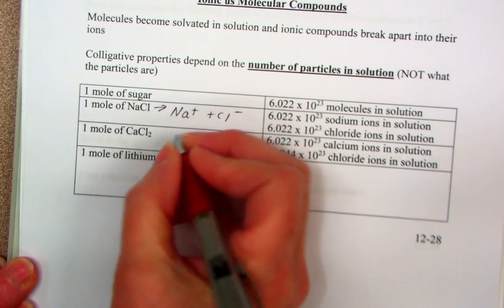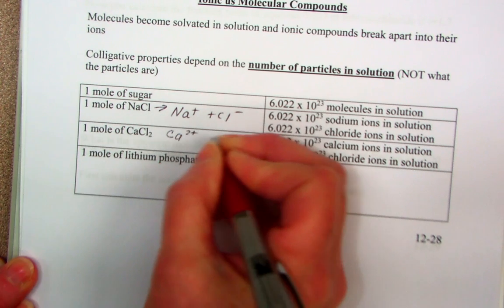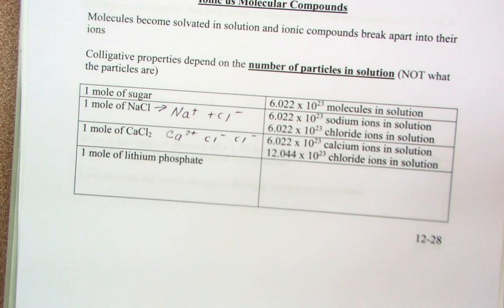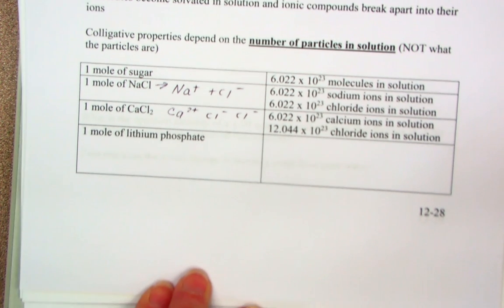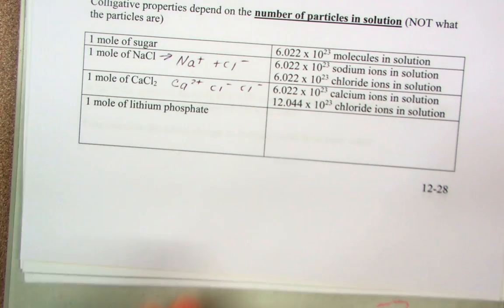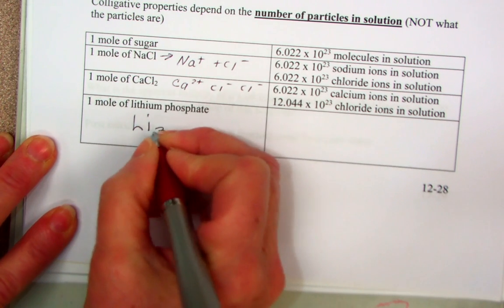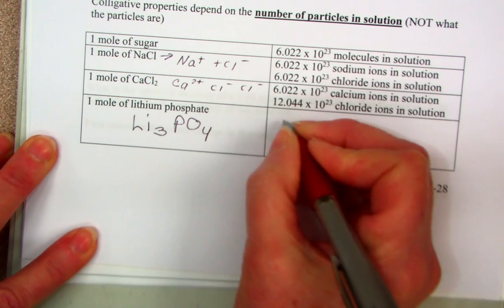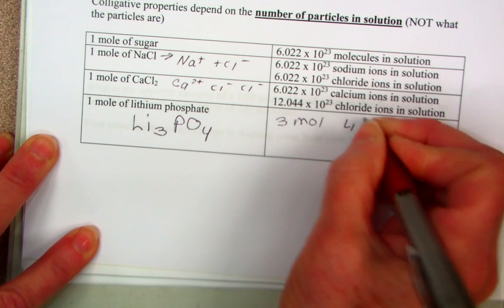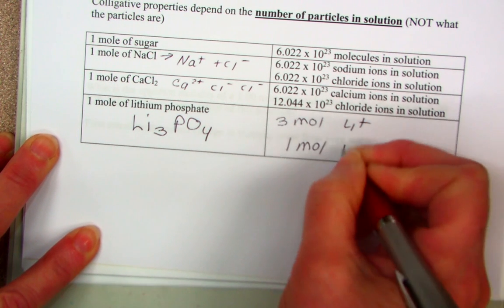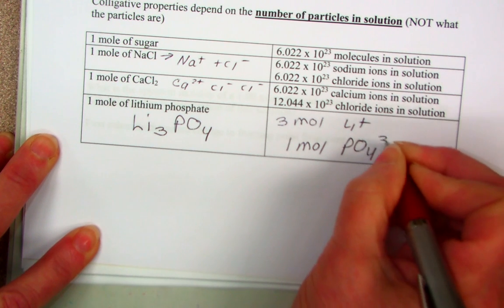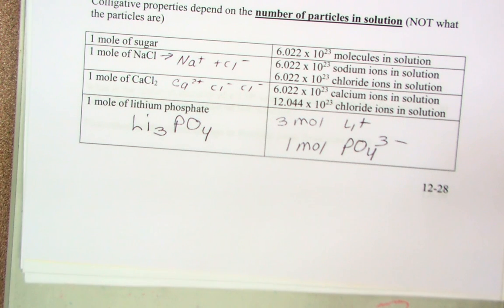Calcium chloride. You get a calcium ion and 2 chloride ions. So you get a 3-for-1 sale. You get Avogadro's number of calcium ions and double that for the chloride ions. What would I get with lithium phosphate? What is lithium phosphate? Anybody? Li3PO4. So you get 3 moles of lithium ions and 1 mole of phosphate ions. I do not get phosphorus or oxygen. Okay, it breaks down into its ions. It does not break down into its elements.